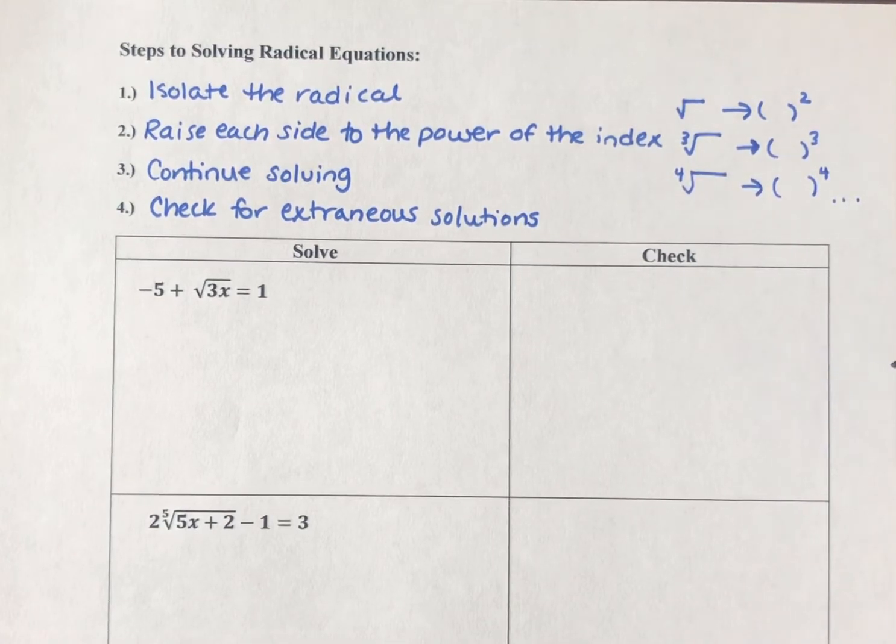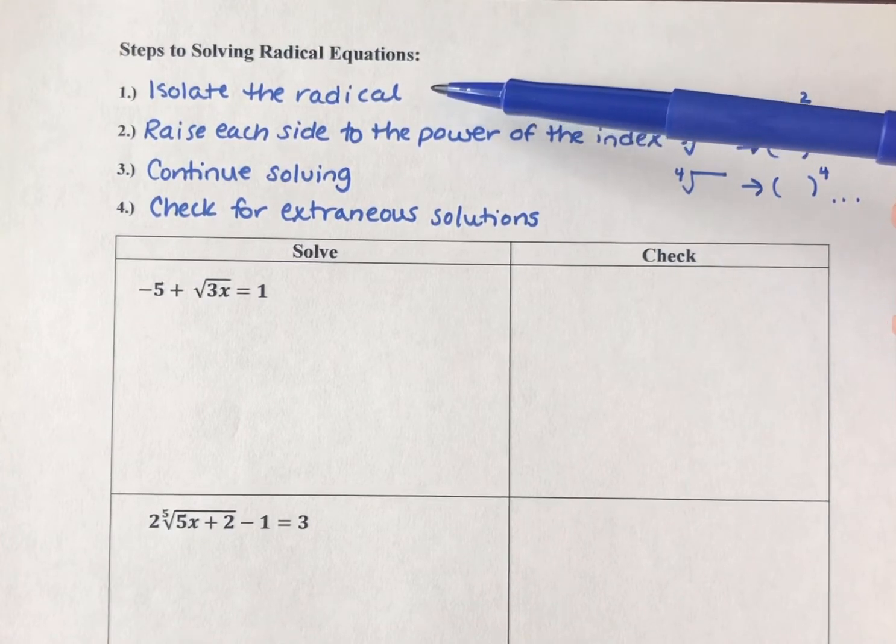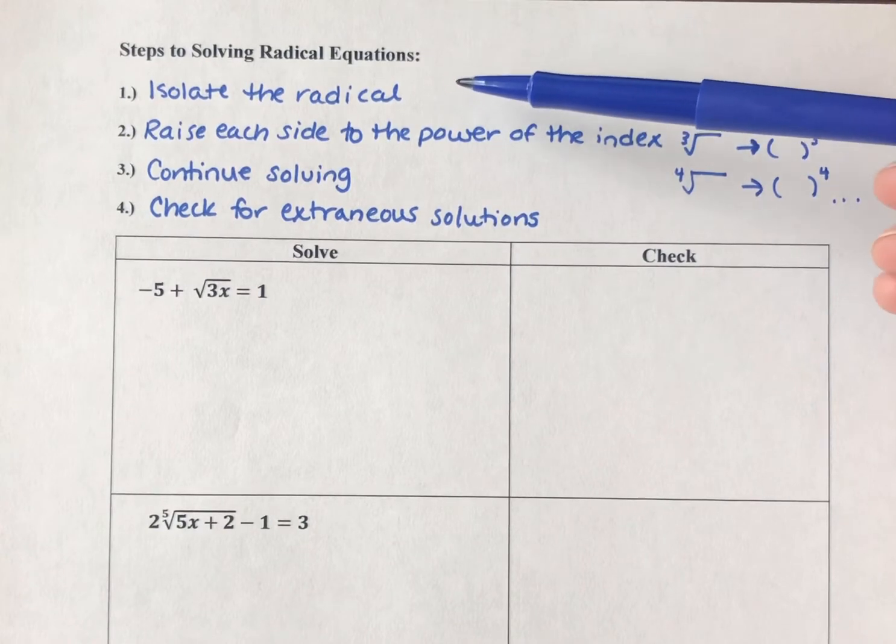You do probably want a calculator with you because we are going to be taking some roots and also raising some numbers to different exponents. So your first step is to isolate the radical. You want to get the expression or the term with the radical totally by itself first.